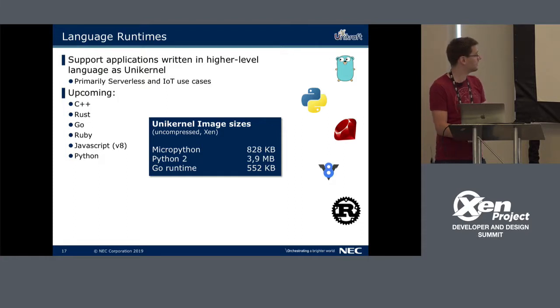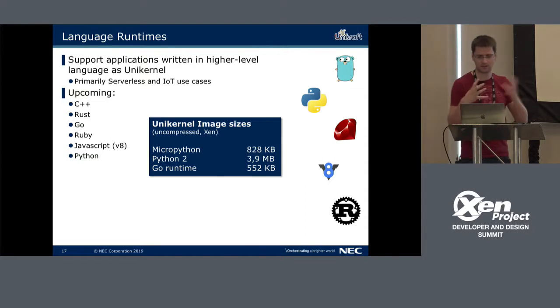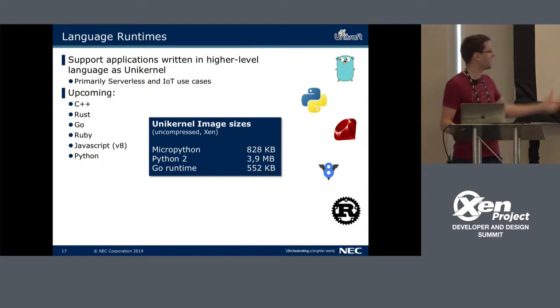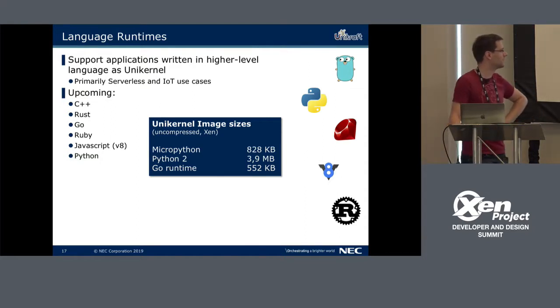And the Go runtime, where the only thing missing is your Go binaries that you link with it, is roughly 552 kilobytes. So I find this quite an impressive low base for supporting other languages.